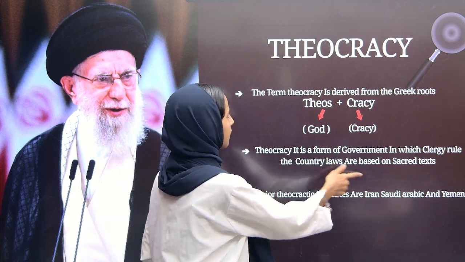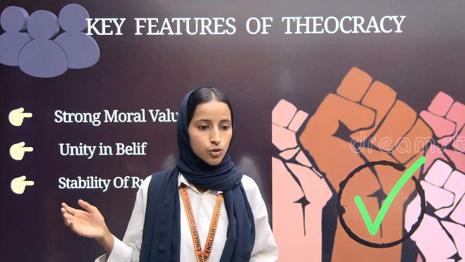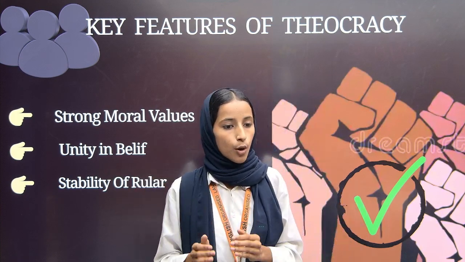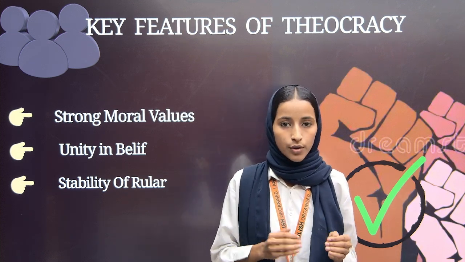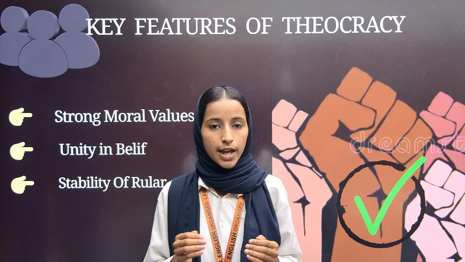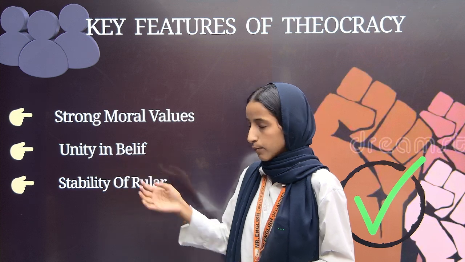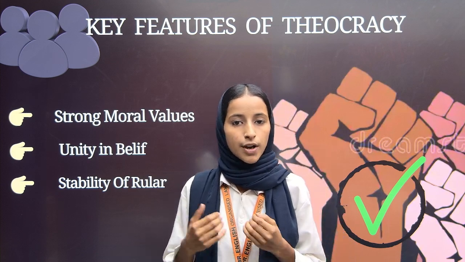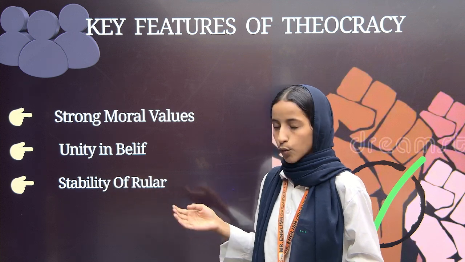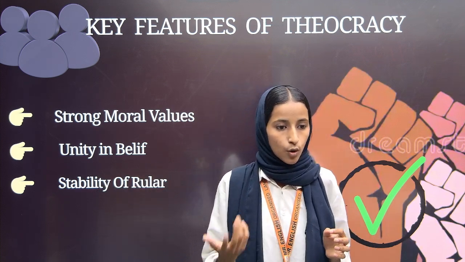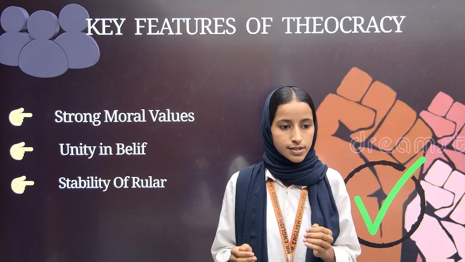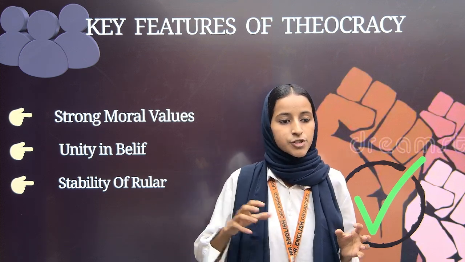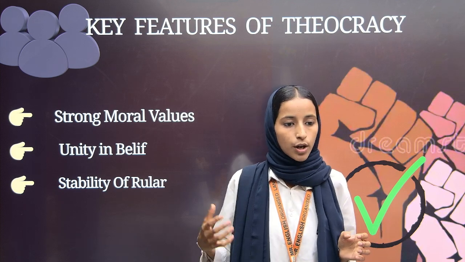Let's talk about its benefits. In theocracy, as you can see, there are strong moral values, unity in belief and stability of the ruler. Strong moral values: as laws are based on religion, people may follow ethical and moral behavior more strictly. Unity in belief: if the majority of citizens follow the same religion, it can create a sense of unity and shared identity. Stability of ruler: in theocracy we have a religious leader, and a religious system sometimes resists rapid change, which can make the government stable for a long time.